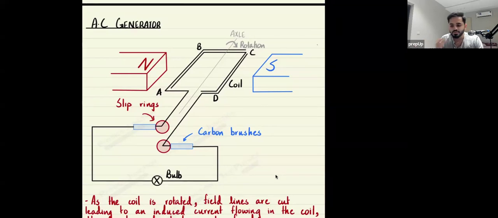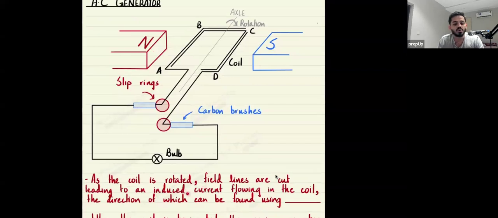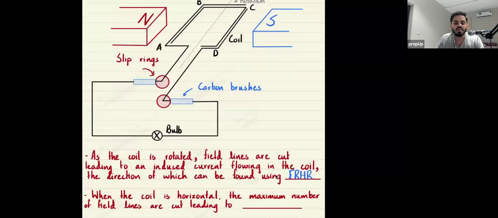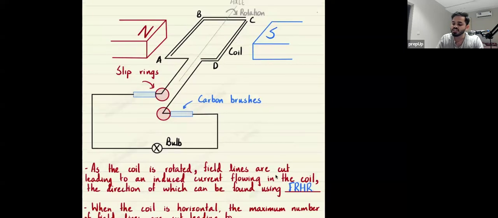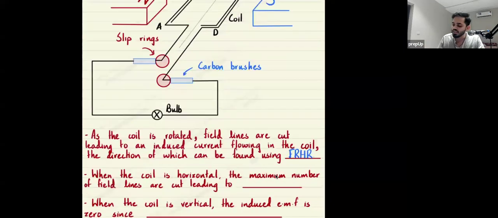So this is different. As the coil is rotated, field lines are cut, leading to an induced current flowing in the coil, the direction of which can be found using this rule that we just talked about, which is Fleming's right hand rule. When the coil is horizontal, you can obviously see that the field lines would be like this. So the greatest number of field lines would be cut. As it starts to rotate, it would cut through the greatest number of field lines, and that would lead to the maximum EMF as well.